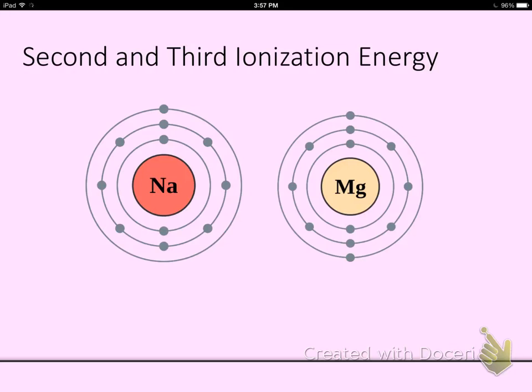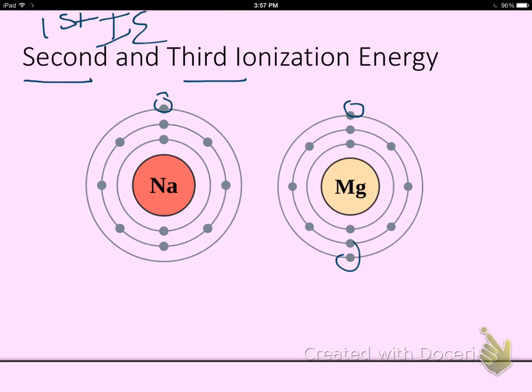Now, what we've been talking about is really the first ionization energy, but you can remove a second or a third or a fourth or a fifth or a sixth electron for that matter. So let's think about sodium and magnesium here. They have basically the same electrons, except magnesium has 2 in its outer shell and sodium has 1. So let's think about which of these will have the highest second ionization energy.